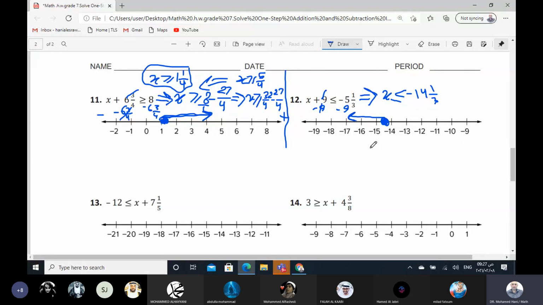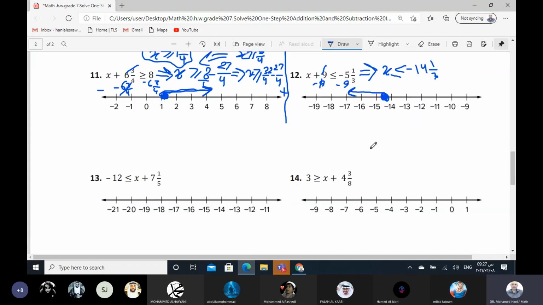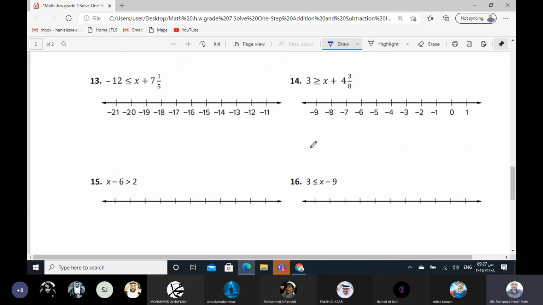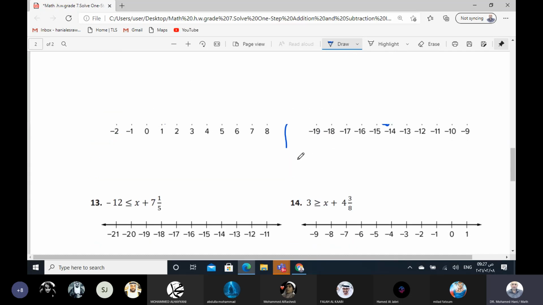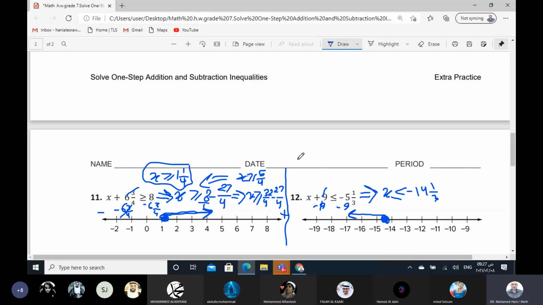Great work, Muhammad. Thank you. I will add to you 2 marks. So the time is over. You can continue. We have here the same ideas. Continue, and I will send to you the answer of the homework. Do you have any question?